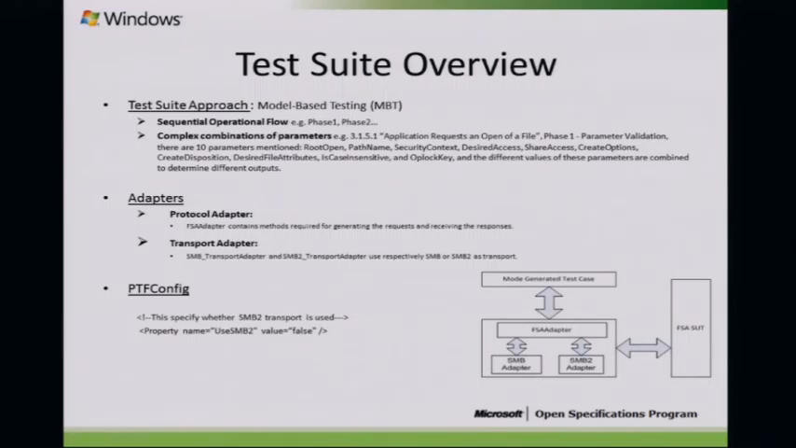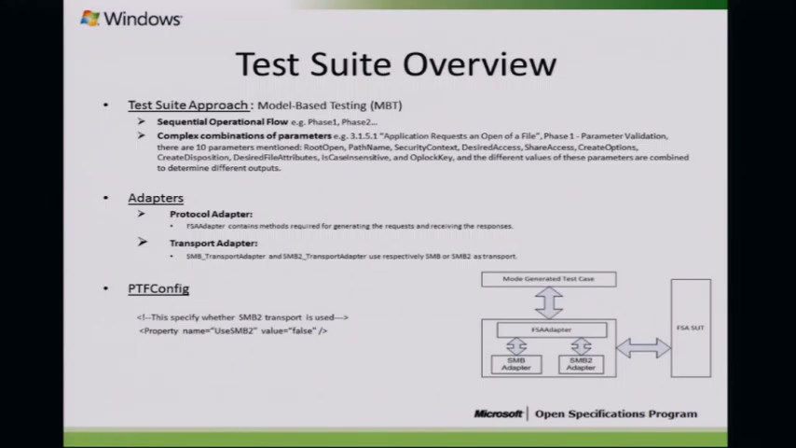Apart from that, we have various input parameters. For one operation, like an application requesting to open a file, we have 10 parameters. Model-based testing can be used efficiently to generate combinations of input parameters. And the third point is maintenance. Most of the points that Keith covered yesterday apply to FSA. That's why we have chosen the MBT approach for FSA.